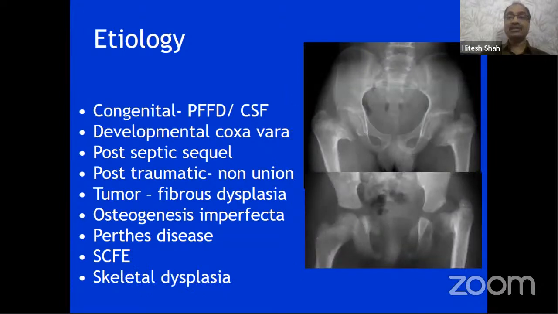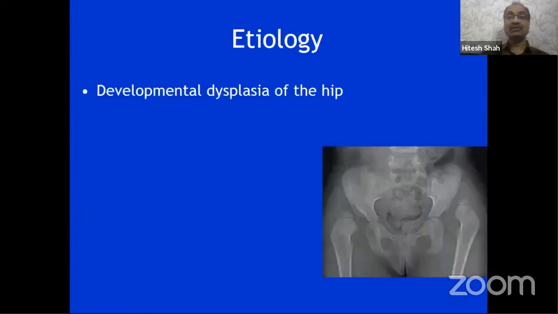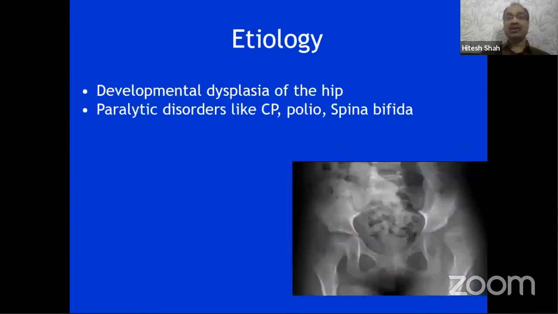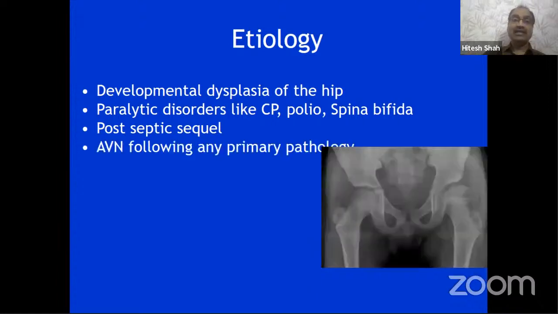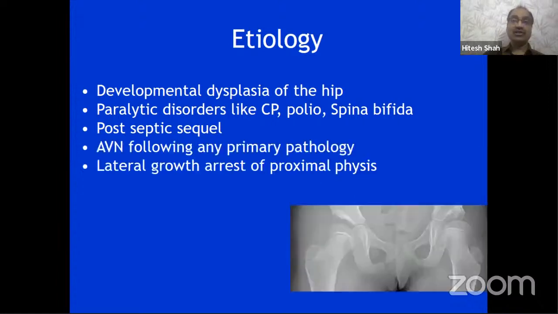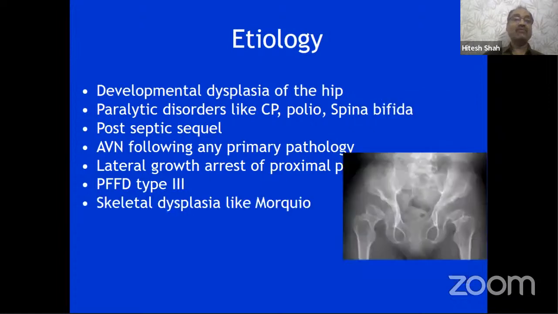Compared to this, if you look at coxa-valga, very commonly the commonest disorder is developmental dysplasia of the hip joint. In paralysis, like cerebral palsy, poliomyelitis, or spina bifida, there would be coxa-valga along with subluxation or dislocation of the hip, post-septic sequelae, avascular necrosis, lateral growth arrest, PFFD, or skeletal dysplasia.